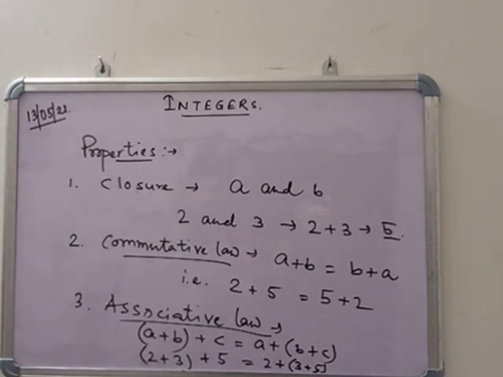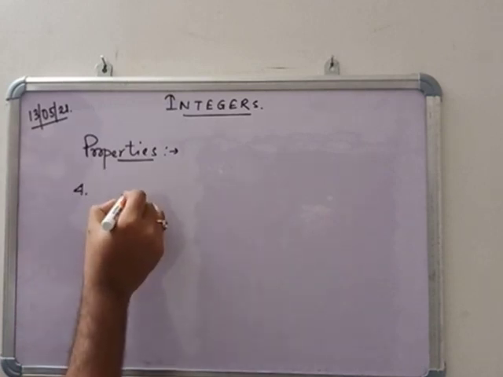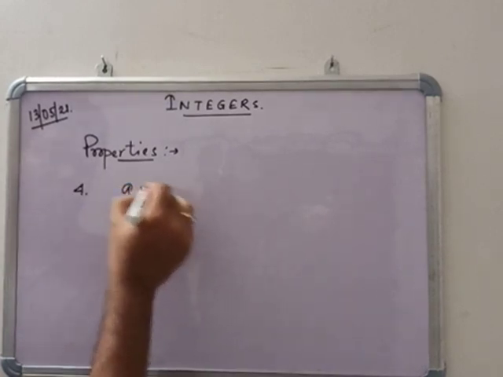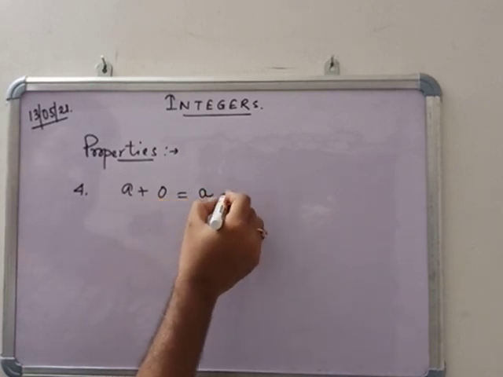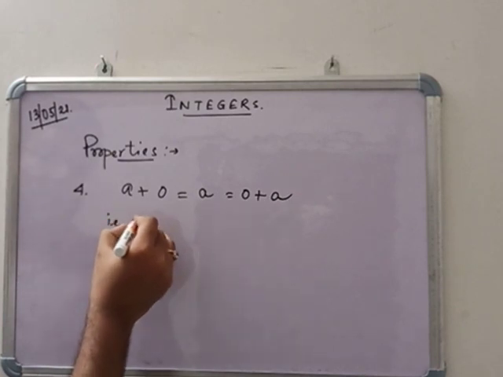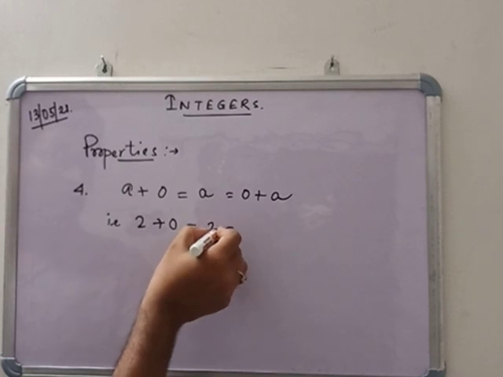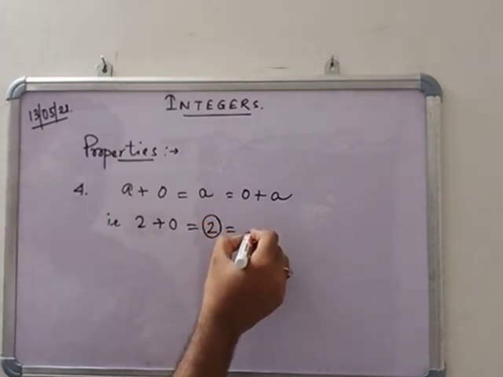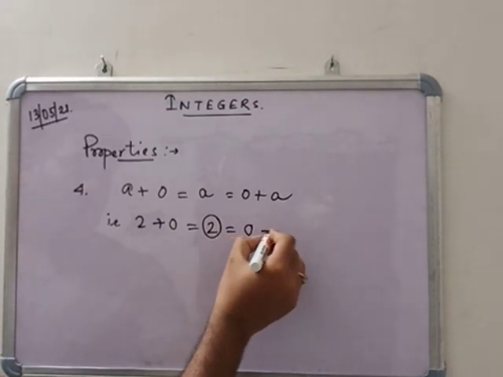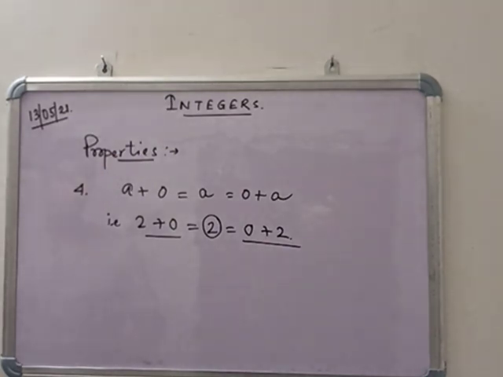In the next one, additive identity. That means a plus 0 equals a, and also 0 plus a equals a. If you add 0 to any number, then we get the same number. This is also an integer. So we can express any integer plus 0, and we get the same number.